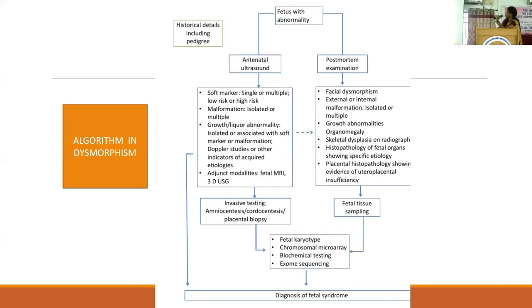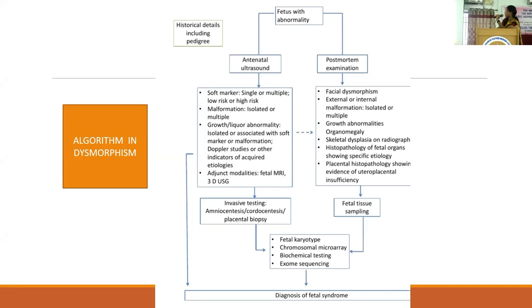In two settings we meet dysmorphic babies. One is the antenatal ultrasound finding, where the patient comes and gives us the antenatal ultrasound showing a congenital malformation. How to go about it, she'll be asking. Or immediately after delivery, we have an abnormal fetus. So in the antenatal ultrasound, if a malformation comes, we have to look for the soft markers, whether it is a single soft marker or multiple soft markers. By soft markers we mean choroid plexus cyst, echogenic bowel, cardiac foci, dilated renal pelvis. All these are soft markers. A single soft marker is mostly insignificant and disappears as the baby grows.